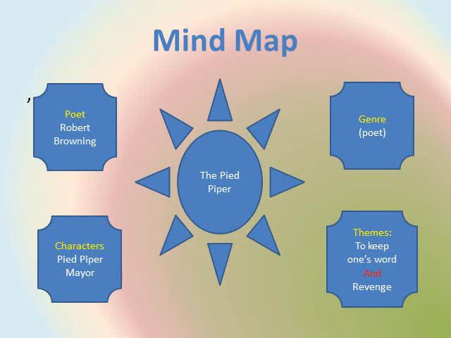Poet: Robert Browning. As you can see at the last of the chapter, this chapter is a prose type, but it is from the poem of Robert Browning. Characters: the main characters are the Pied Piper and the Mayor. Genre: as you know, the genre is poem. Themes: here are multiple themes.